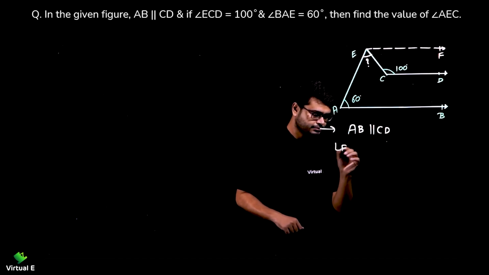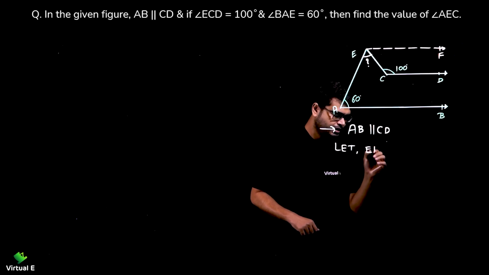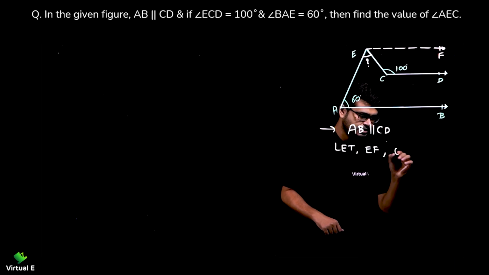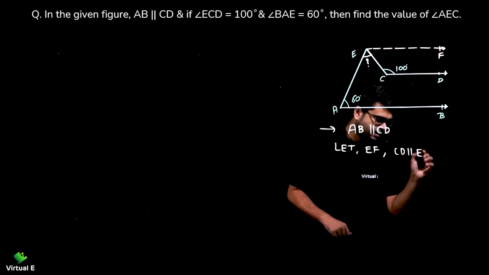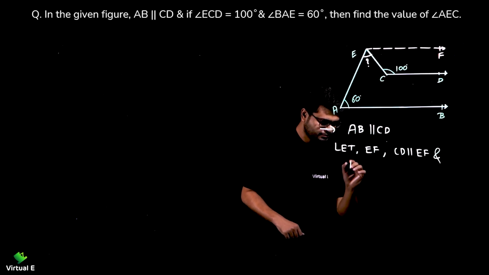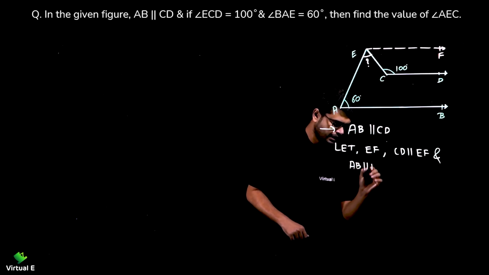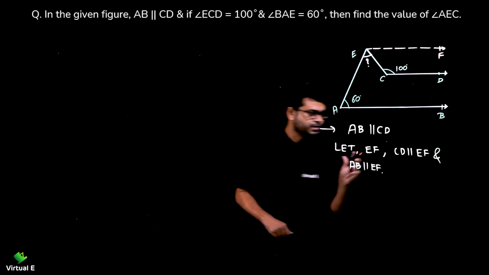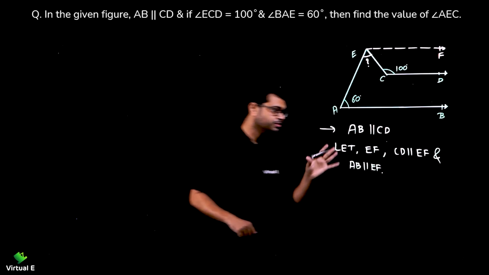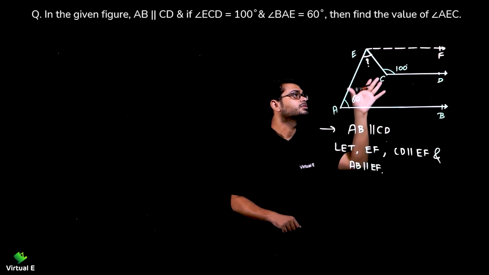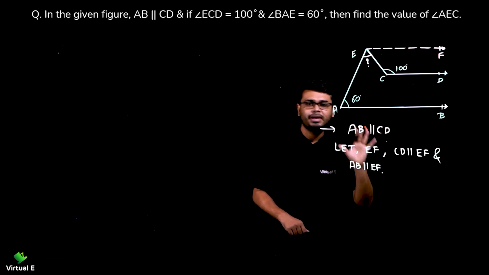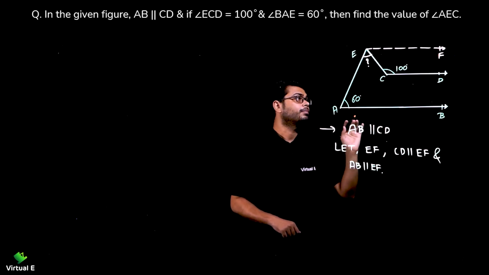Let EF such that EF is parallel to CD and another EF is parallel to AB. So AB parallel EF, right? This is very important condition. I've stressed so many times, right? So then only we can apply all the properties related to parallel lines. Without that we cannot apply.